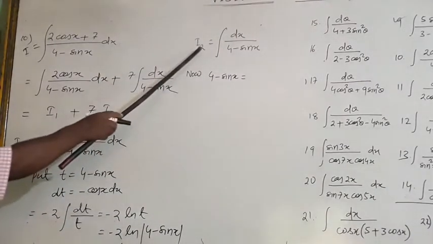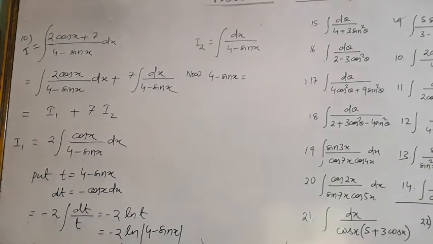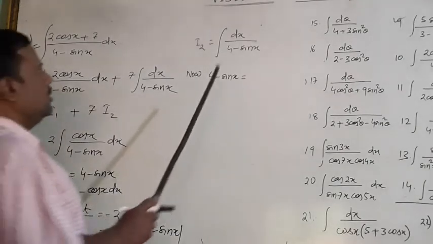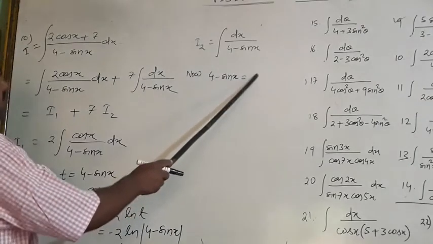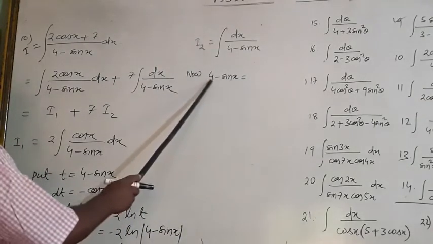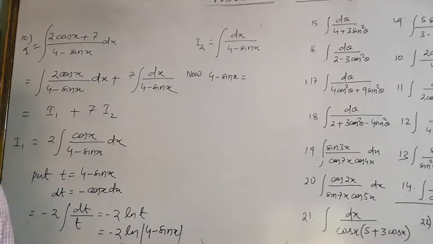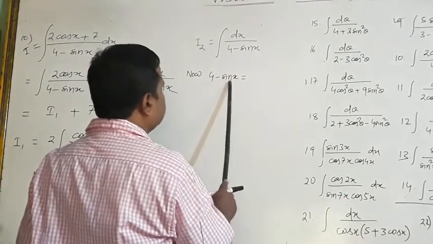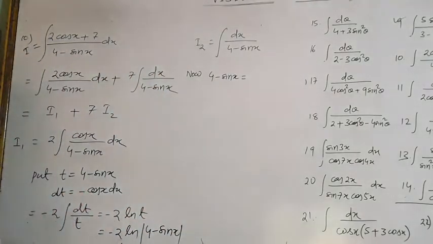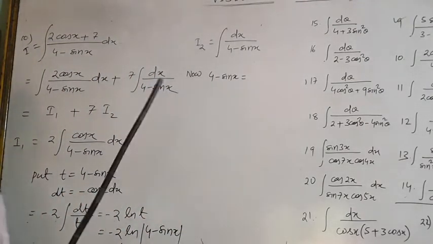Now what about I2? It is 1/(4 − sin x). I am not doing this problem. You will do it yourself by first expanding this 4 − sin x. What is sin x? It is 2 tan(x/2)/(1 + tan²(x/2)). As I have done in my previous problems, numbers 1, 2, 3, 4, you should do this problem. That is a very similar method. Then you can do it.